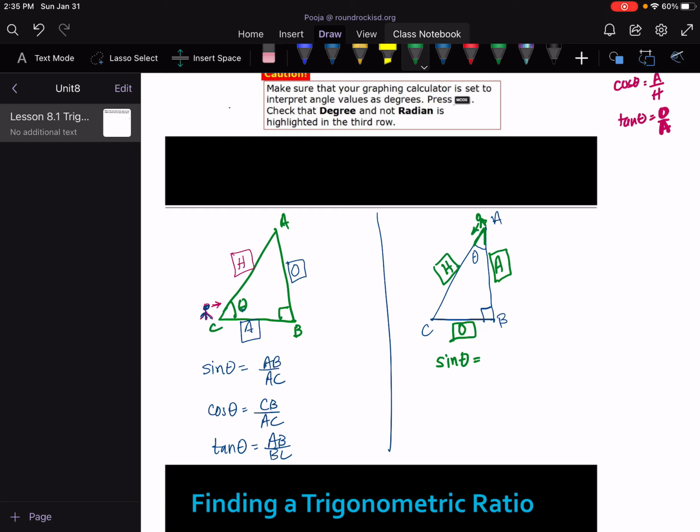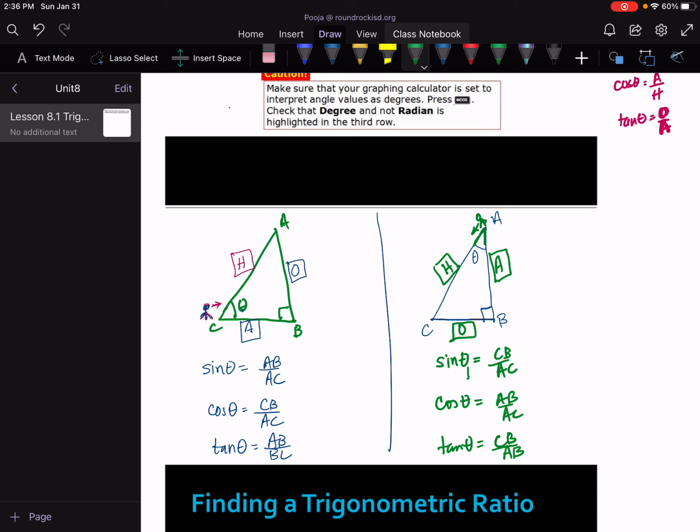Because now sine of theta is CB over AC. And if you notice, that was the value of cosine before; if theta changes, everything changes. Cosine would be adjacent over hypotenuse, and tangent would be opposite over adjacent, AB. Okay, so this is the ratio part of it.